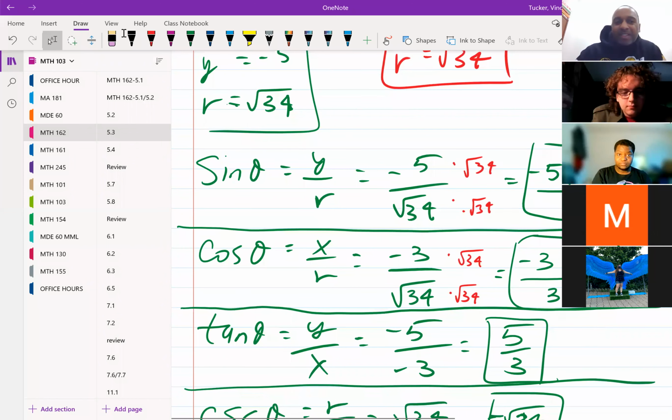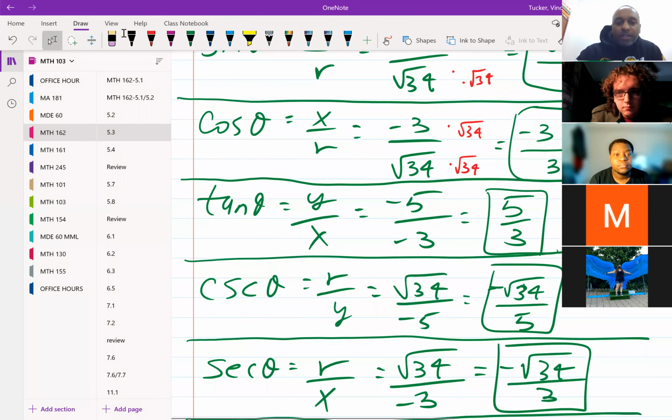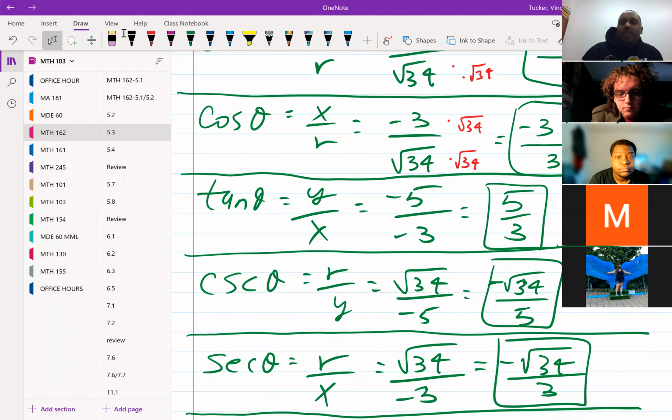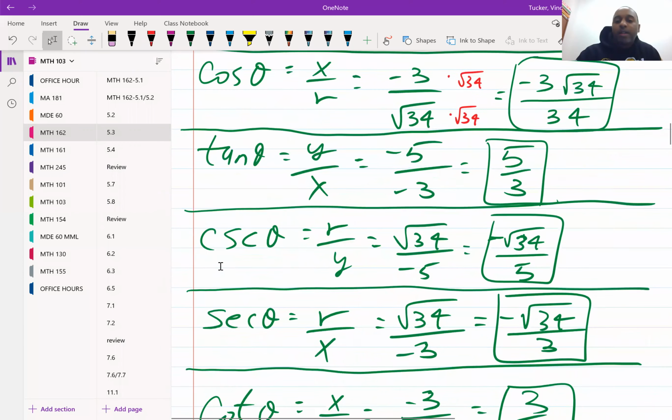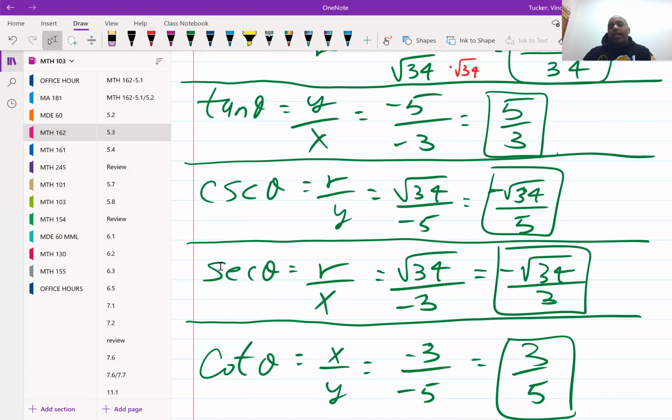All right. Almost finished. Cosecant, you're flipping sine, so r over y. That's square root of 34 over -5, and normally you bring your negative up top or out front. So that'd be negative square root of 34 over 5. Secant is square root of 34 over -3, so it's negative square root of 34 over 3. And then cotangent, -3 over -5, which is positive 3/5.